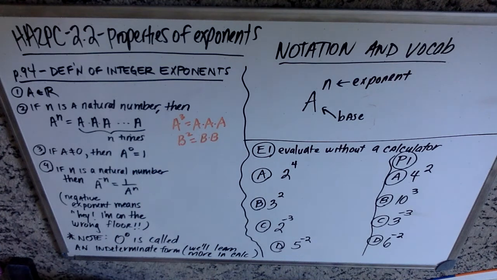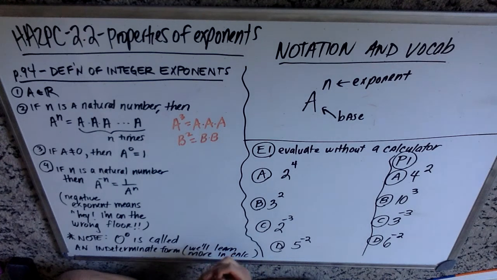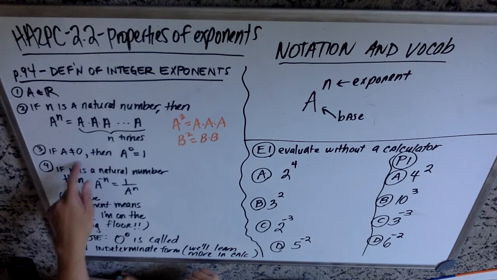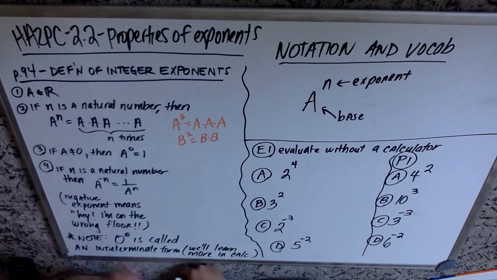If a is non-zero, a not equal to 0, then a raised to the 0 is 1. So a to the 0 is 1. Down here I made a separate note that 0 to the 0, which you can't have, is why they gave you the restriction that a is non-zero. 0 to the 0 is called an indeterminate form, which we're not going to discuss right now, but we'll learn a lot more about it in calc.